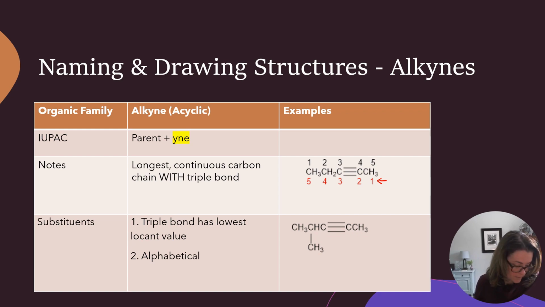So what this means is since I have 5 carbons, it is a pent. It has a triple bond, so it has a Y-N-E. So this is going to be pentyne. And now I have to let everyone know where the triple bond is. And again, it gets the lowest value. So putting a 2- out front tells everyone that that triple bond is located on carbon number 2.